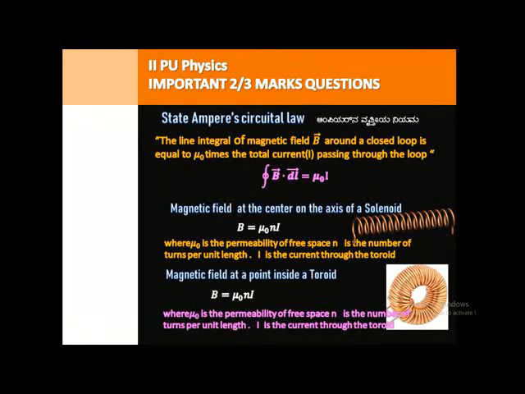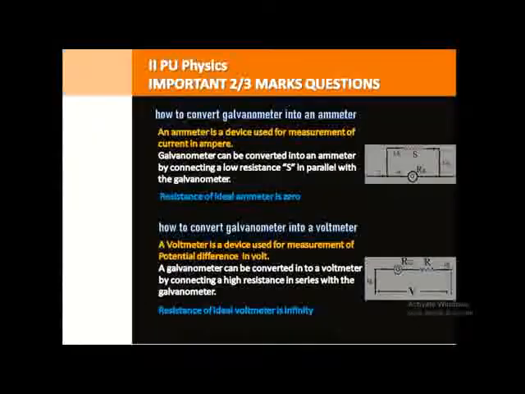Then they are asking what is the expression for magnetic field at the center on the axis of a solenoid. In a solenoid, magnetic field B is given by mu naught nI, where mu naught is permeability of free space, n is number of turns per unit length, and I is the current through the solenoid. Similarly, they may ask what is the magnetic field at a point inside a toroid. There is also the same expression. B is equal to mu naught nI, where mu naught is permeability of free space, n is number of turns per unit length, and I is the current through this toroid.